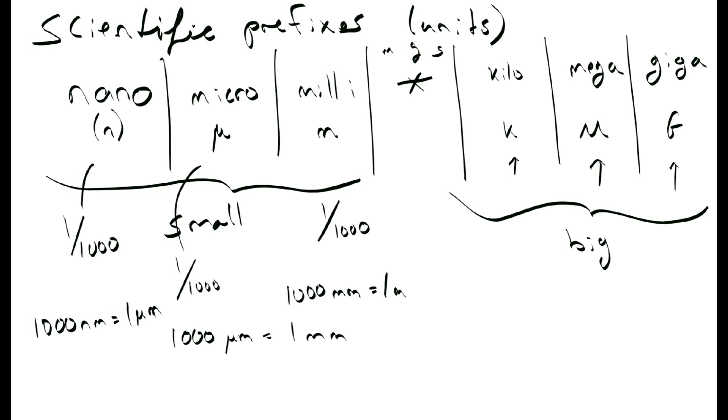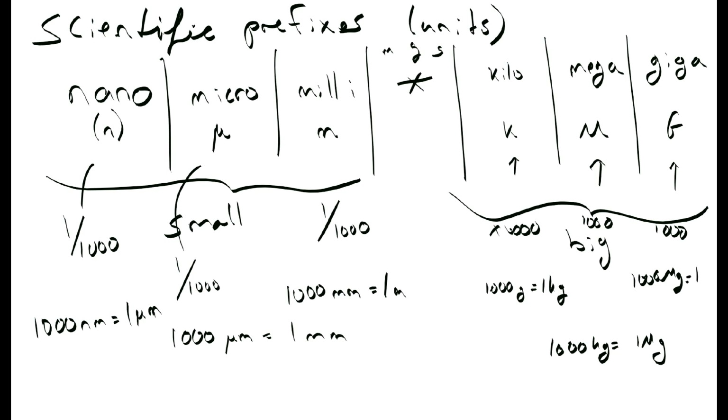And the getting bigger works the same way, only now they're getting bigger, so it's times 1,000, times 1,000, times 1,000. So there are 1,000 grams in a kilogram, 1,000 kilograms in a megagram, and 1,000 megagrams in 1 gigagram. And that's what the unit prefixes are for. Now, I wrote it out like this because I think it's a little easier to remember. Every step you take, you're shifting by 3 decimal places.